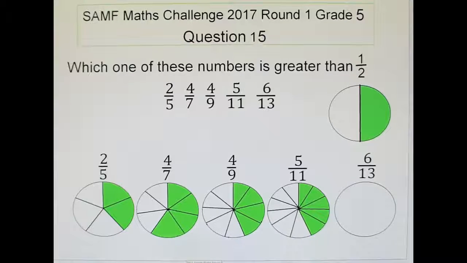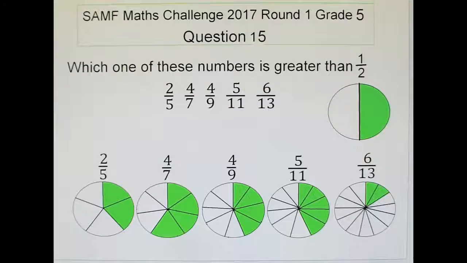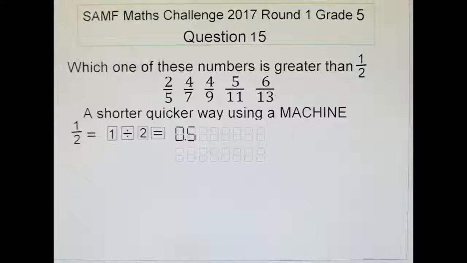And finally, 13ths. Let's shade in 6 of those. 1, 2, 3, 4, 5, 6. Also doesn't make it halfway. So doing the shading system, we can see that only 4/7 is greater than a half. In the test, we can be stuck for time, so let's look at a quicker way using a calculator.